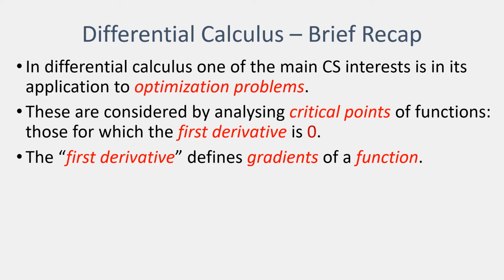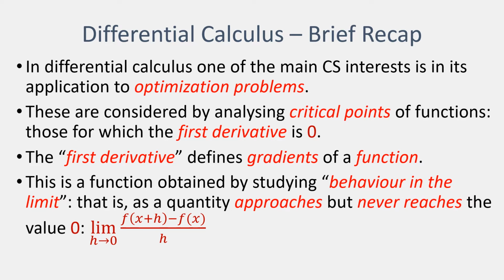This first derivative notion is derived as a means of considering the gradients of a line related to points of that function. In other words, it turns out to be a function which is obtained by describing how something behaves as a value approaches a particular limit. In particular, the limit we're interested in is this notion of a value approaching zero.